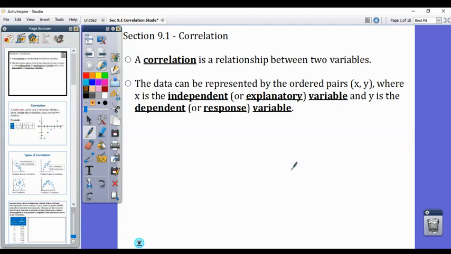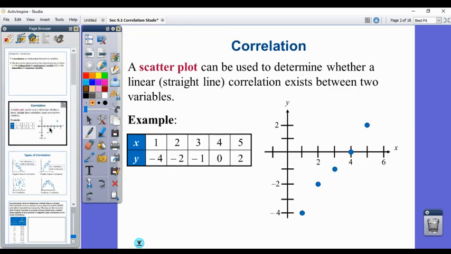So section 9.1 is all about correlation. Correlation is just a relationship between two different variables. We usually call our x our independent variable and our y is our dependent variable. So what we can do is create a scatter plot, and a scatter plot is going to help us determine if we have a linear correlation between our two variables.